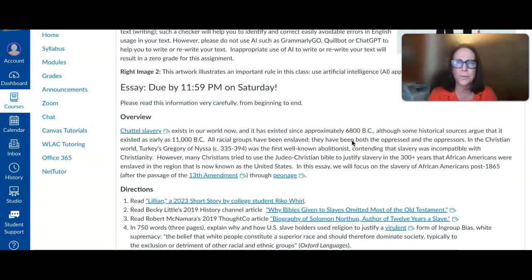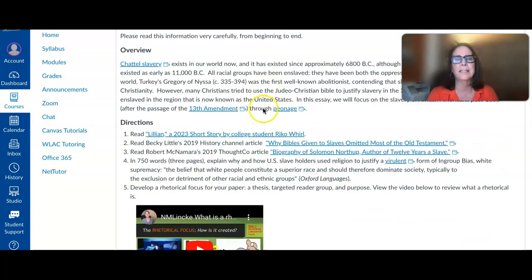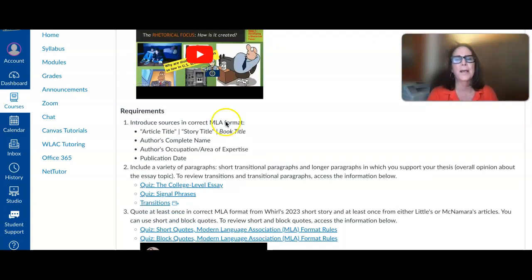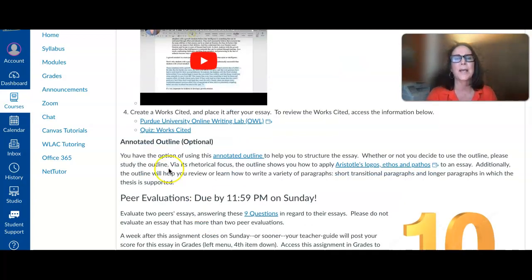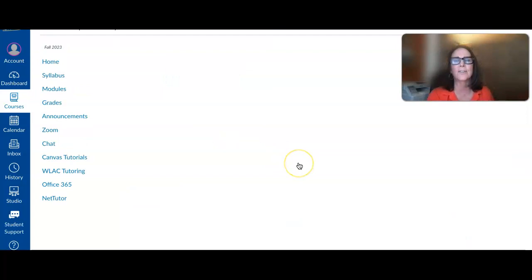All right, so what do we need to learn? Anything else about this assignment? Yes, the essay is due by Saturday, 11:59 p.m. You have very detailed directions here. You have the requirements that are also very detailed and very helpful. They'll help you with quoting and transitioning in your essay, and you have an annotated outline that you can choose to use to help you to structure your essay. I'm going to click on this annotated outline here.